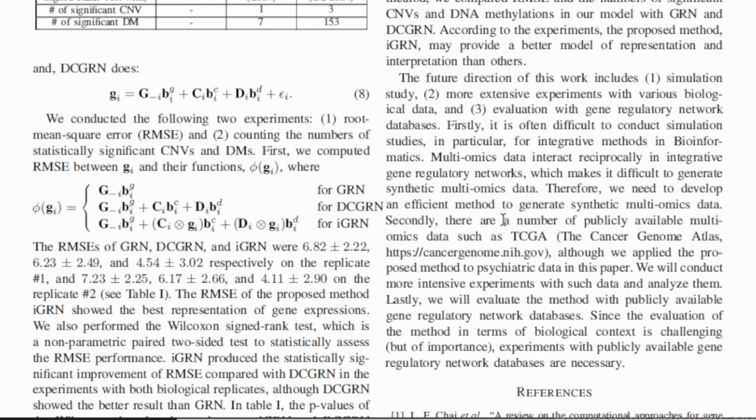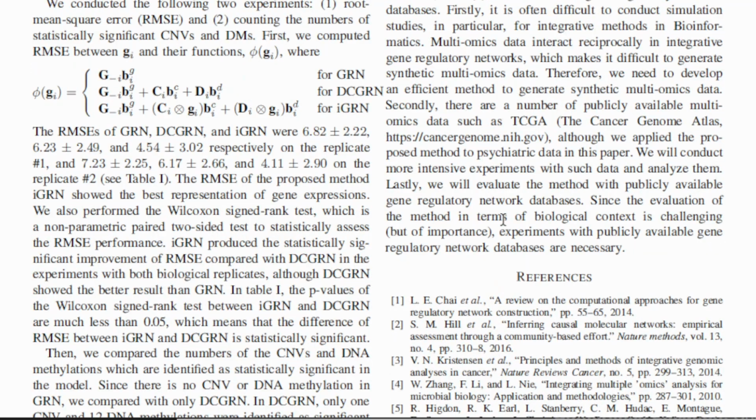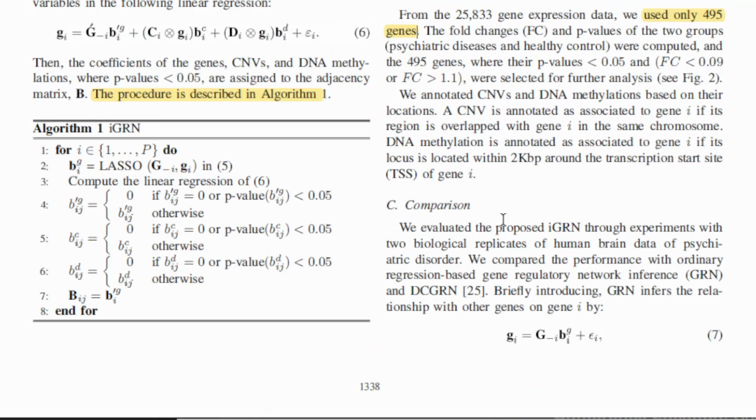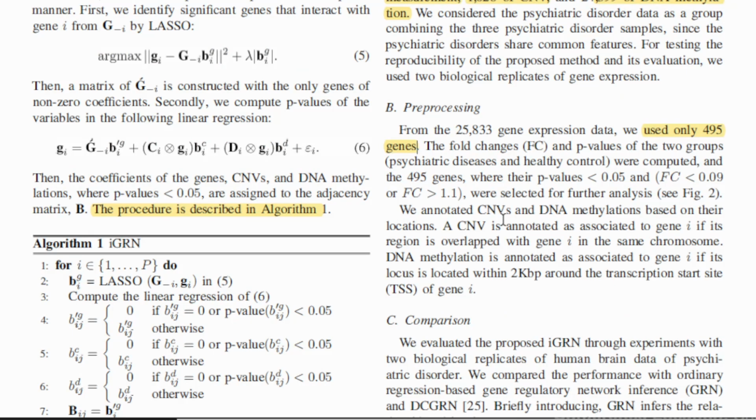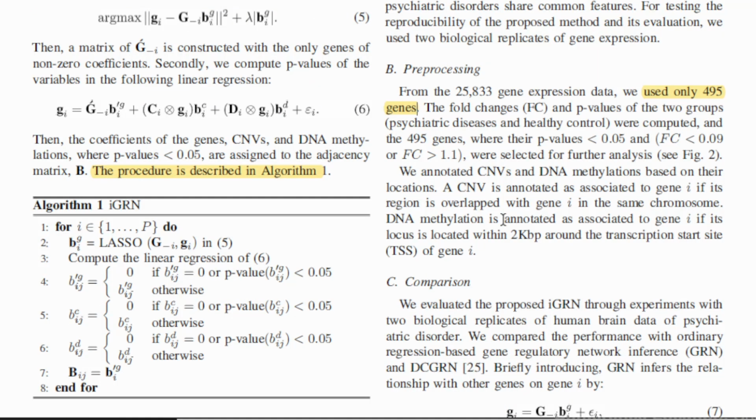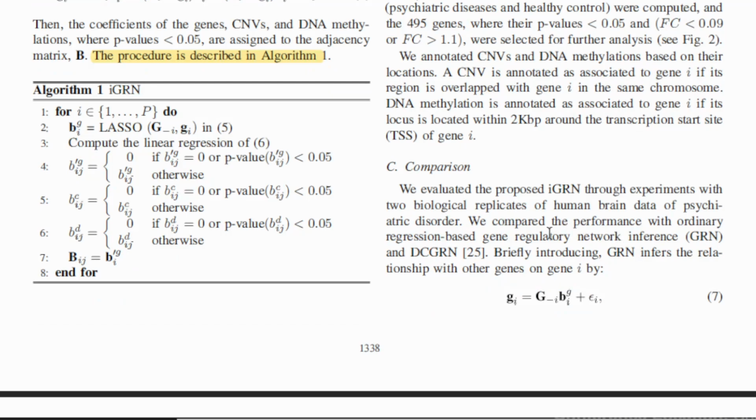Replicate number 1: RMSE for GRN, DCGRN, and iGRN was 6.82 plus or minus 2.22, 6.23 plus or minus 2.49, and 4.54 plus or minus 3.02. The p-value of the Wilcoxon signed rank test with GRN was 1.80E-52, and with DCGRN was 30E-32. Number of significant CNV: 1 and 10. Number of significant DNA methylation: 12 and 188. Replicate number 2: RMSE 7.23 plus or minus 2.25, 6.17 plus or minus 2.66, and 4.11 plus or minus 2.90. The p-value of the Wilcoxon signed rank test with GRN was 2.61E-47, and with DCGRN was 3.50E-27. Number of significant CNV: 1 and 13. Number of significant DNA methylation: 12 and 153.